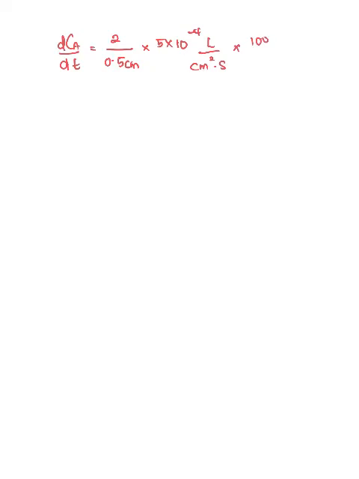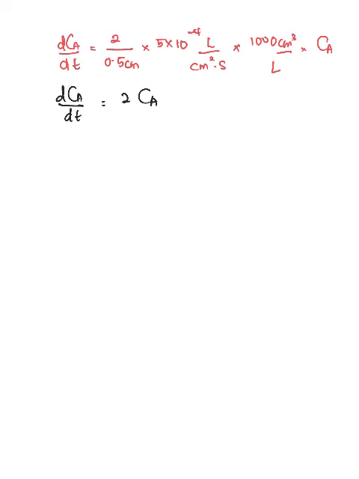Multiply with 1000 centimeter cube per liter, because 1 liter equal to 1000 centimeter cube. Multiply with Ca. This is why we need to multiply with 1000 centimeter cube per liter, because the unit of Ca given is moles per liter. So we want to change the liter to centimeter cube. Then we can cancel out the unit. Right, so solve this equation. You will get dCA per dt equal to 2Ca.